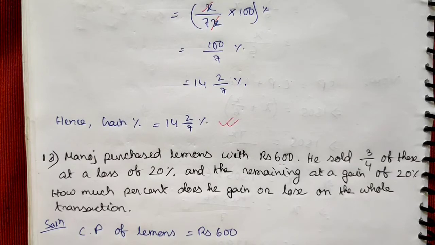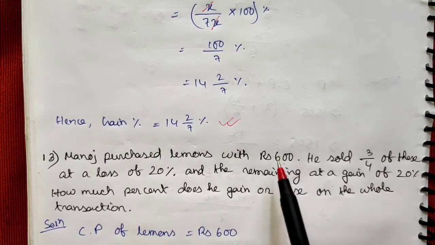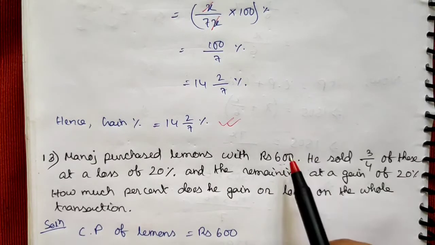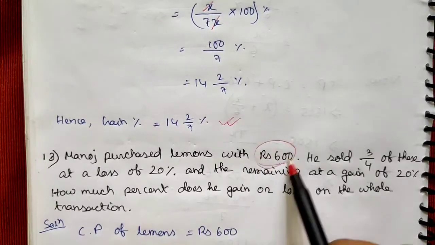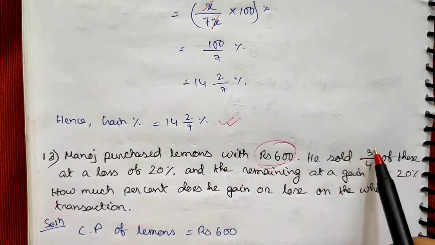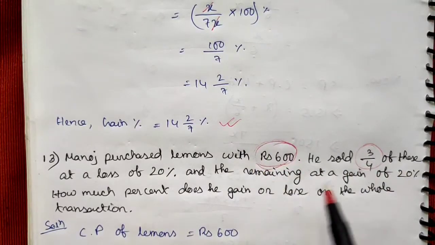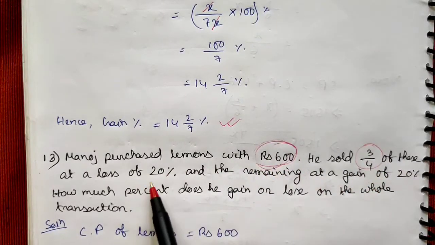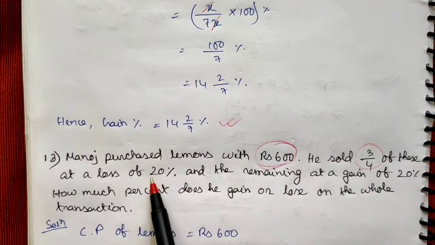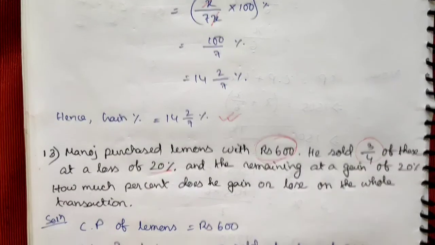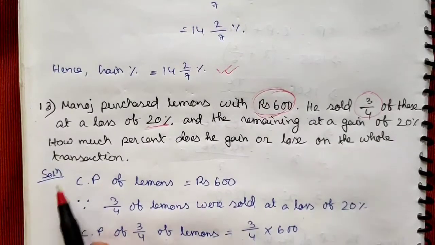Means what? He purchased lemons with rupees 600, isn't it? And he sold 3/4th of this, means of 600, at a loss of 20%. Remember this. So now we'll write the solution.